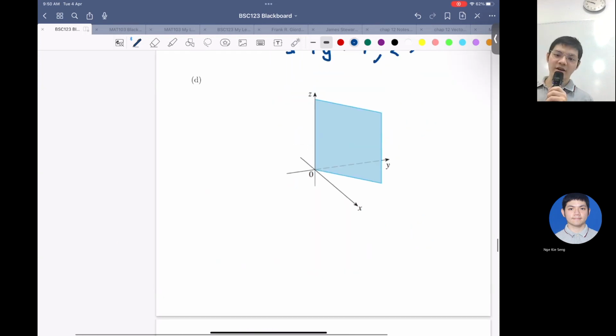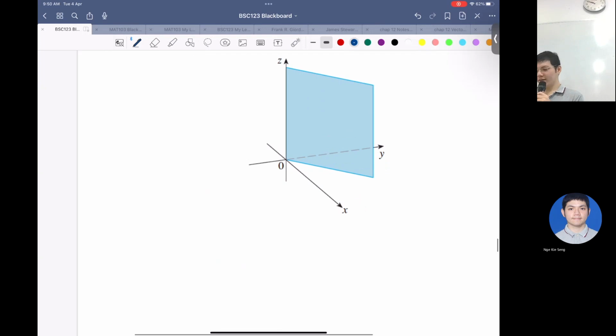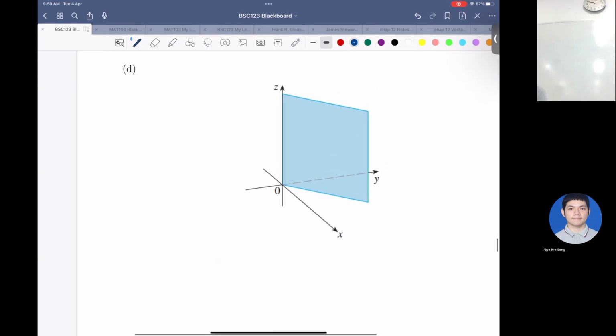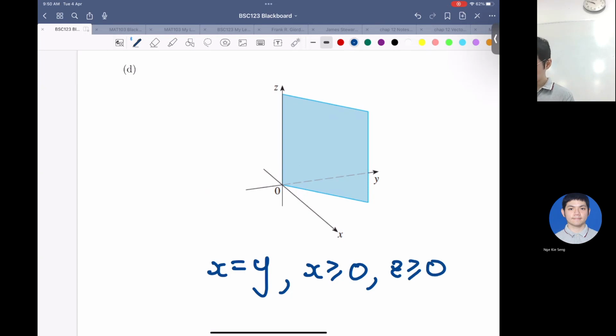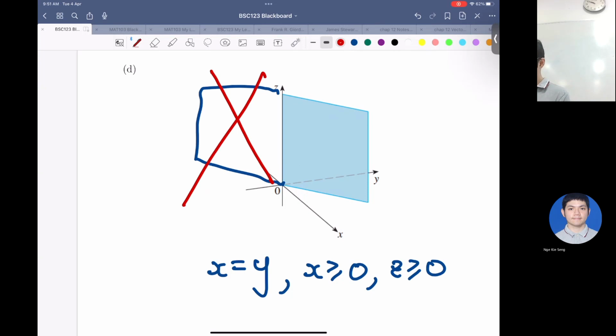Next, this one. How about this? This is a plane. What is this plane? X equals 1. This one is also finite. Actually it's x greater than or equal to 0 and then z greater than or equal to 0, so they don't take this part here. And then they start with z greater than or equal to 0, going up here.